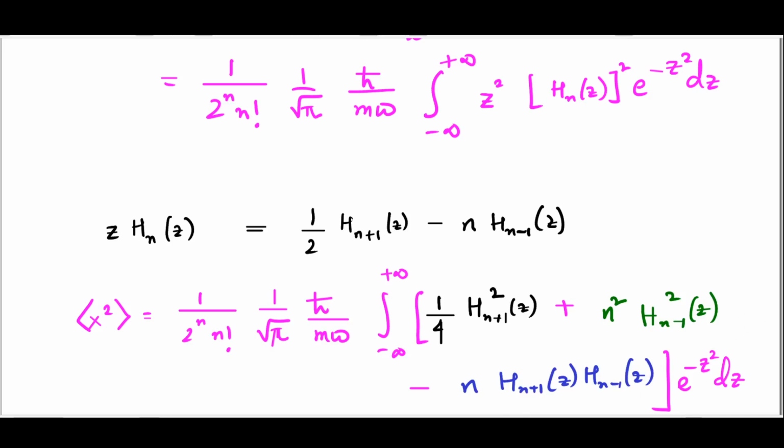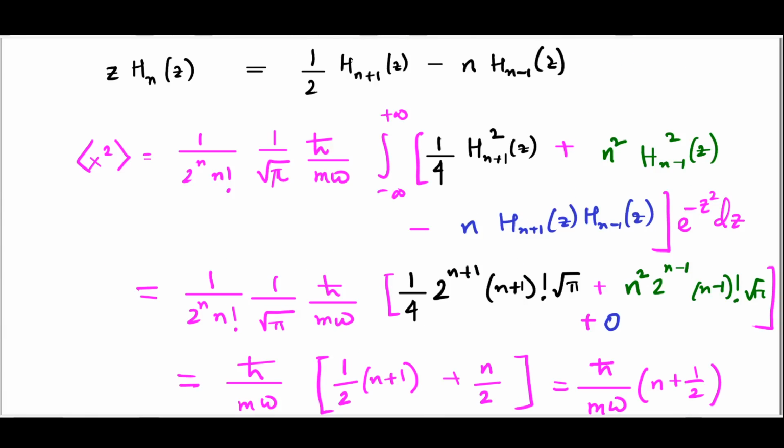So what you have here is that apart from these factors outside, you get 1/4 2 to the power n plus 1 factorial root pi. That's simply because the result for the orthonormality relation depends on n. So you have to use n plus 1 in place of n here. And similarly, you have to use n minus 1 in place of n in this expression, and you end up with this result. And the part in blue, of course, is 0.